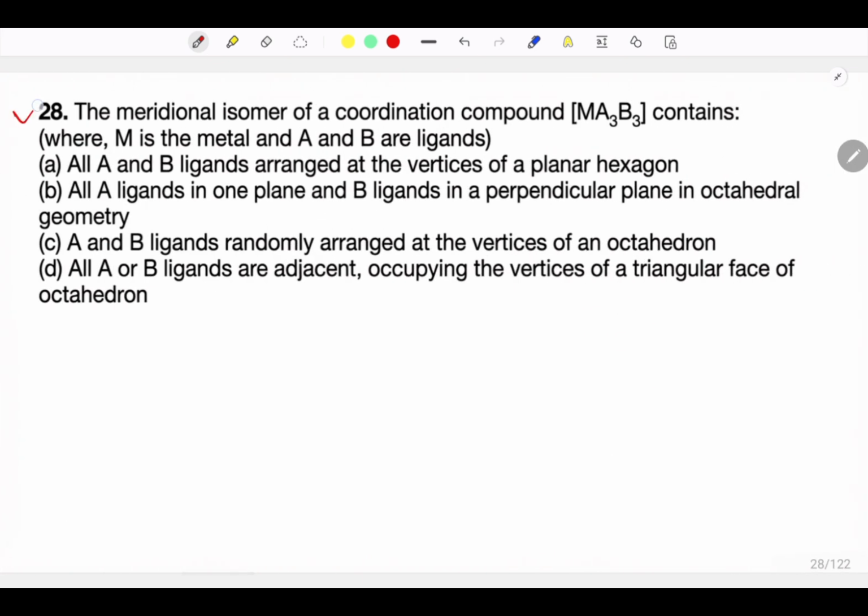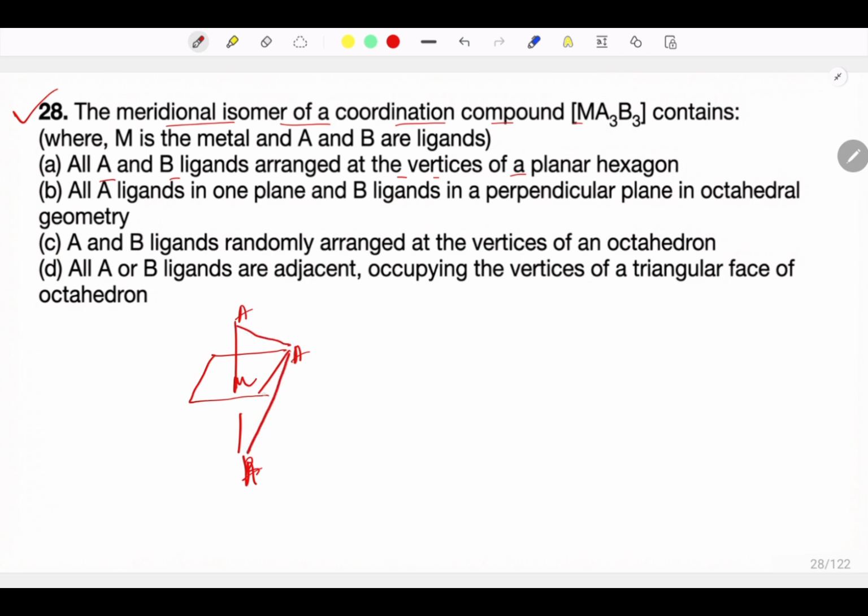Now coming to question number 28. The meridional isomer of coordination compound Ma3B3. So all A, B ligands arranged at the vertices of a planar hexagon. Suppose this is the hexagon. This is the central metal, and this is A, this is A, this is A. This is the meridional isomer.